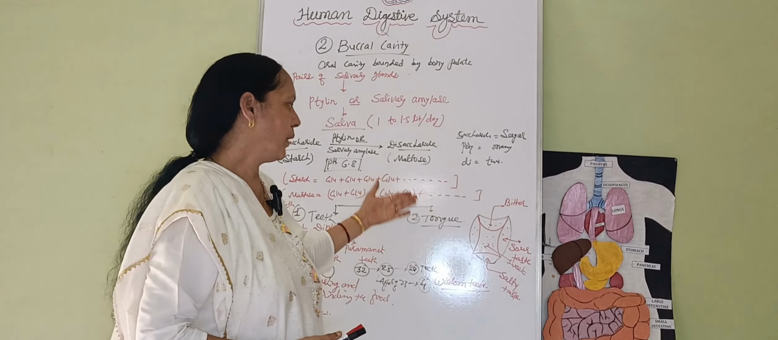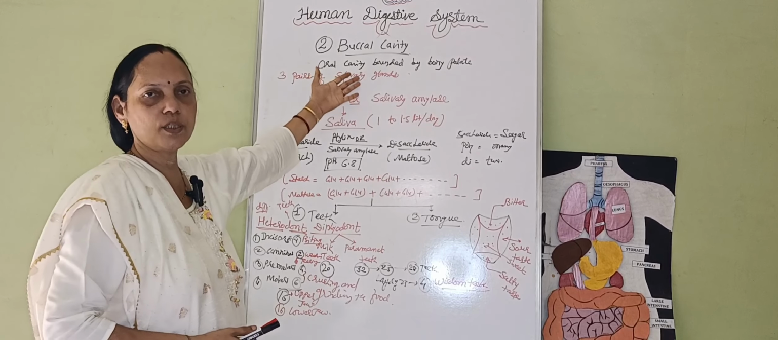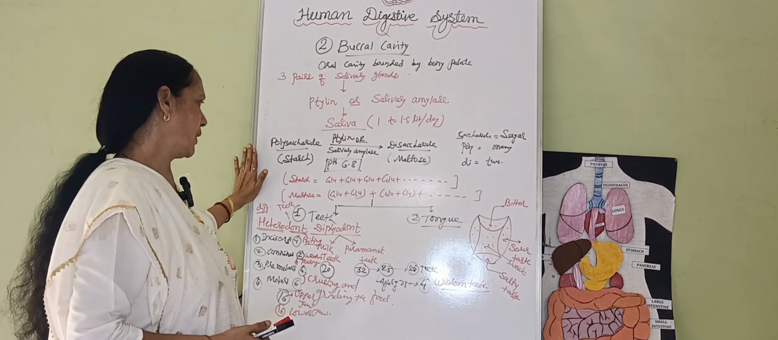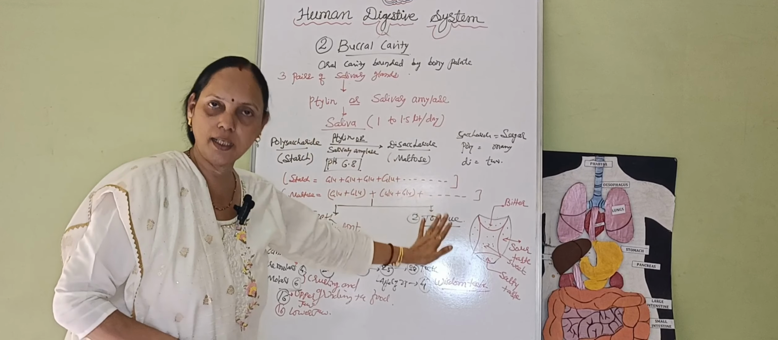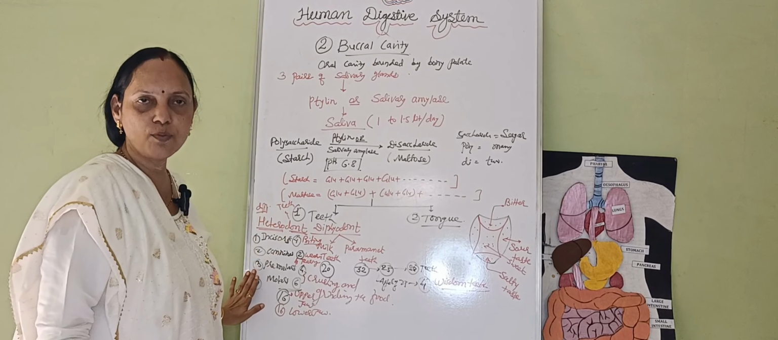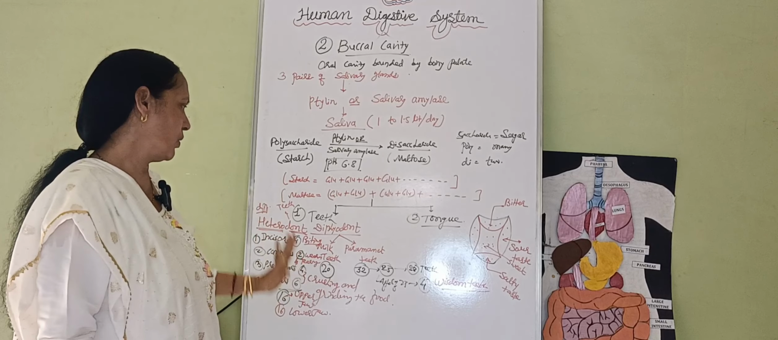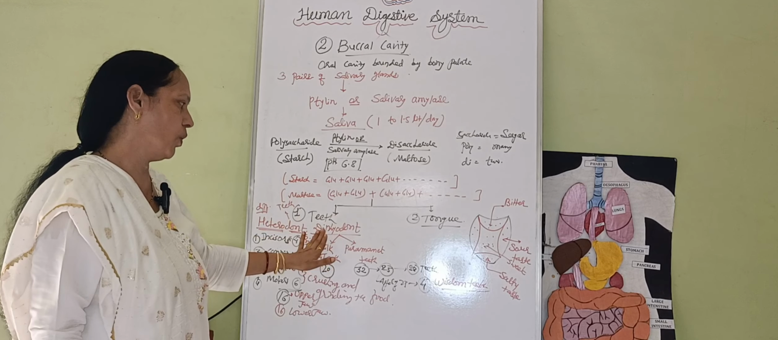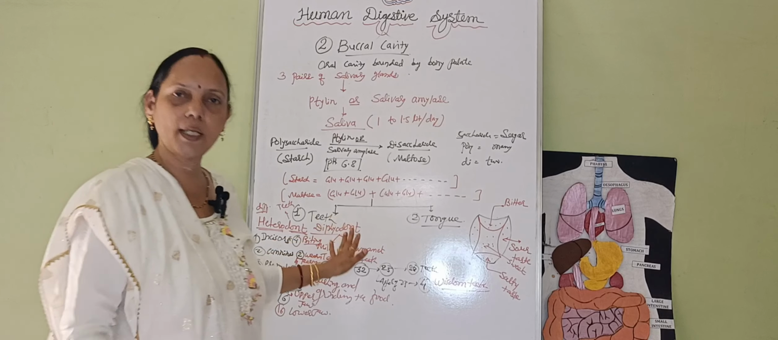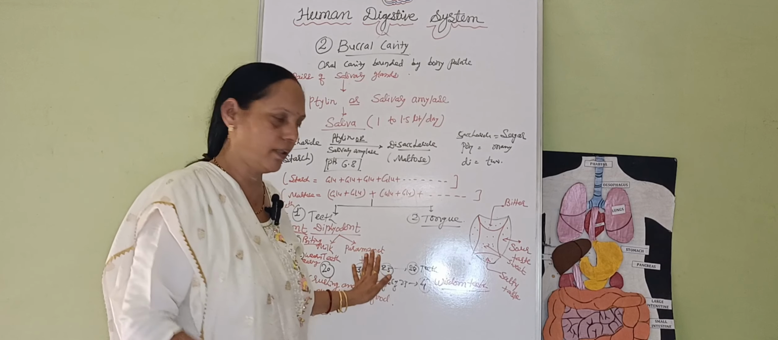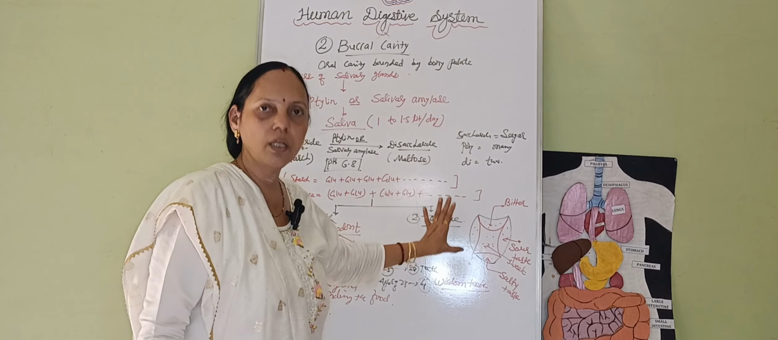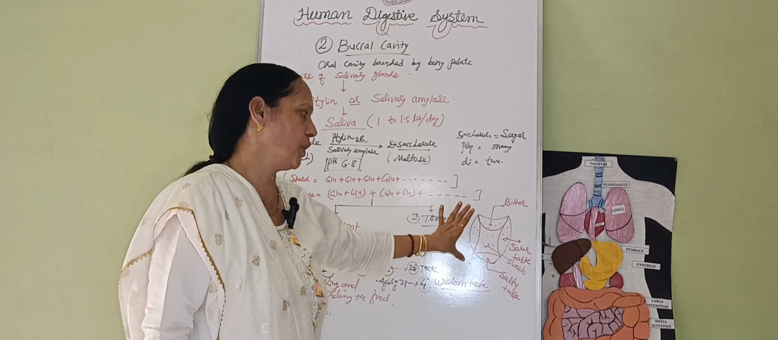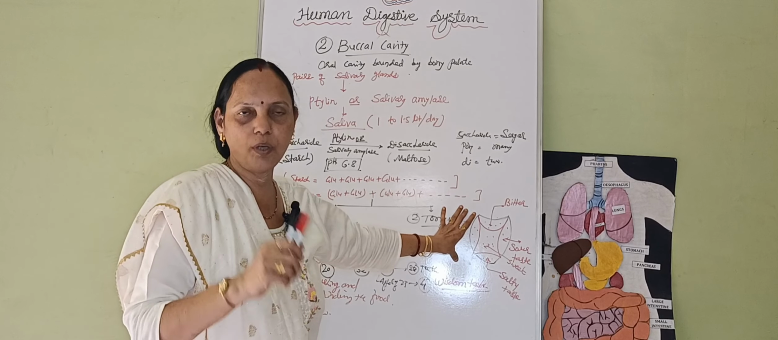So the buccal cavity is divided into two parts, the teeth as well as the tongue. We have seen that 4 types of teeth are there, and it is also called heterodont because different types of teeth are there. It is also called diphyodont because we get teeth 2 times in our life. And then the tongue we have seen, the taste papillae are there, and because of that we are tasting with the help of our tongue.